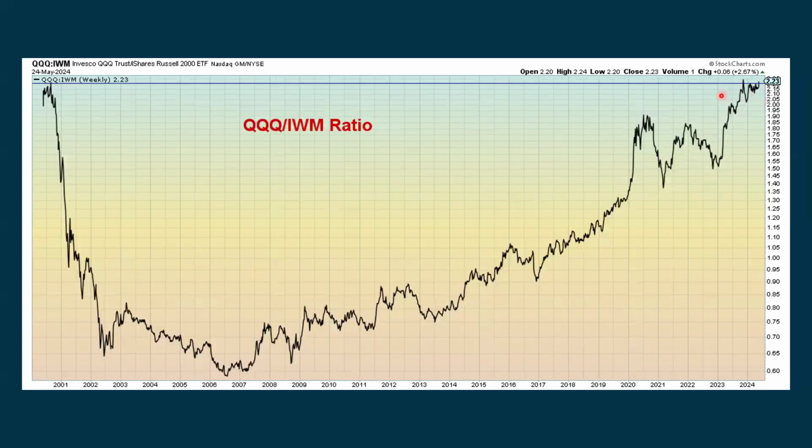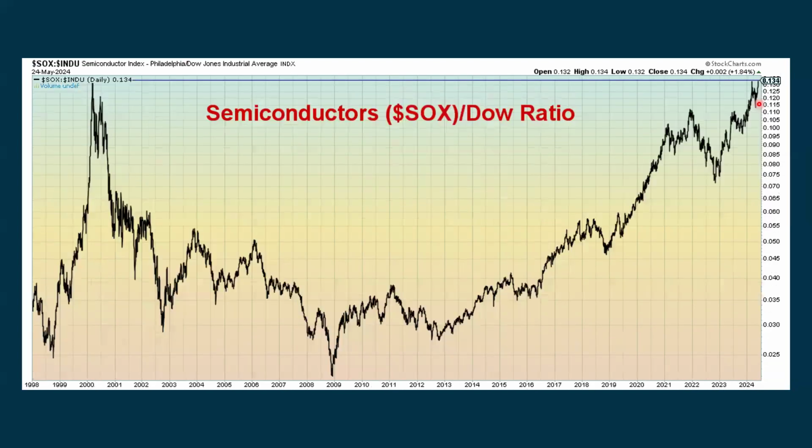A similar measure is also the QQQs, NASDAQ 100 to IWM, which are the small caps. This had come up to the blue line, fell back. They were getting all excited, the perma bears. Now we're going back up and actually going above this blue line. If we continue to go up, that would be more positive.